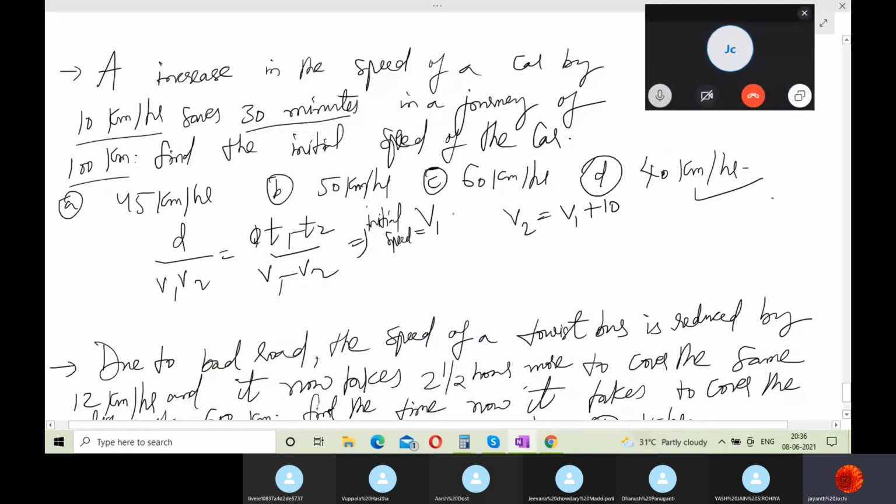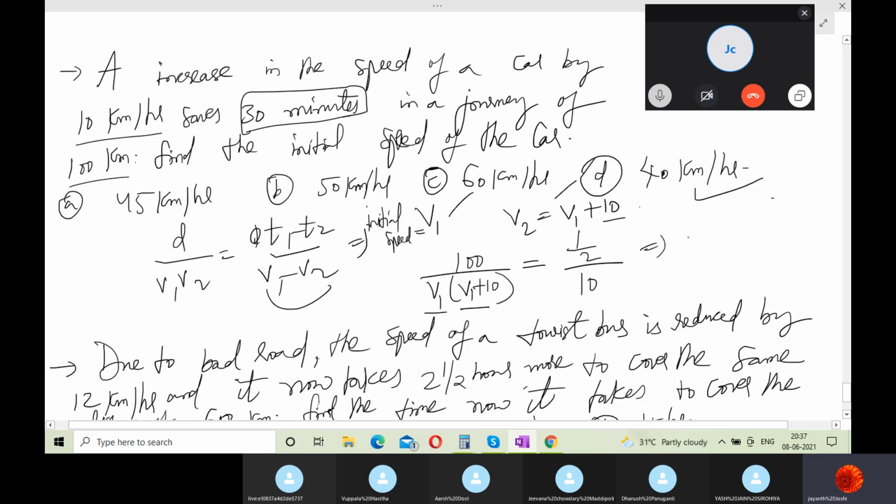Okay. So this is the initial speed. This is the speed after increase. So distance is what? It is already given to you, 100. It is not changing, the same distance, but with time change. So V1 into V1 plus 10, previous speed times the speed after change, is equal to, what is the difference in time? 30 minutes, correct? Can I write 30 minutes as half an hour? Because everything is in terms of hours. I'll write that as 1 by 2. What is the difference in speed? 10 kilometers per hour. Please solve this.